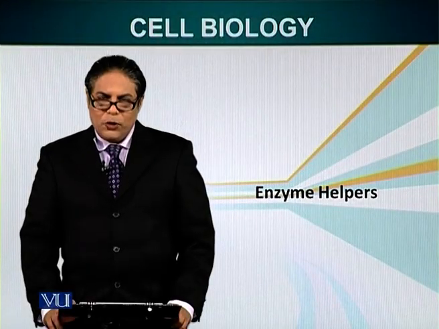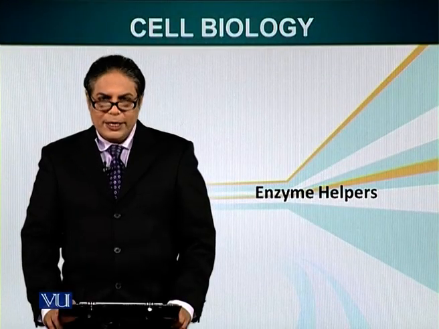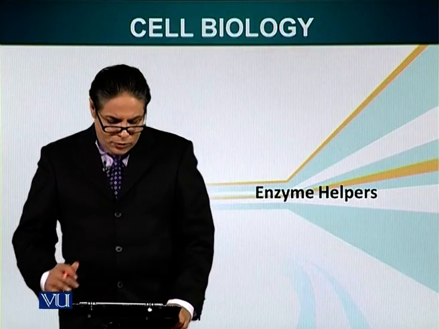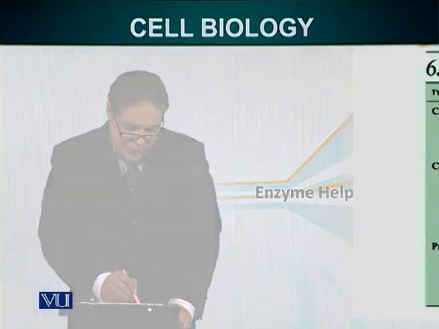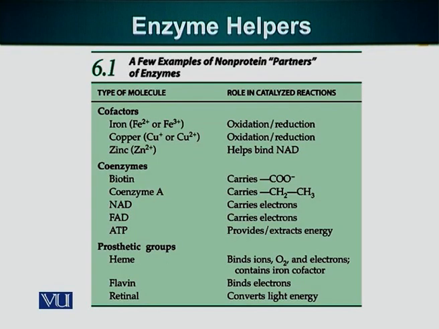In this module, we'll talk about molecules that help enzymes. These molecules may or may not be attached to the enzymes. We can categorize them in three different groups. Cofactors. Examples of cofactors are iron, which facilitates oxidation reduction reactions when it is attached to an enzyme.